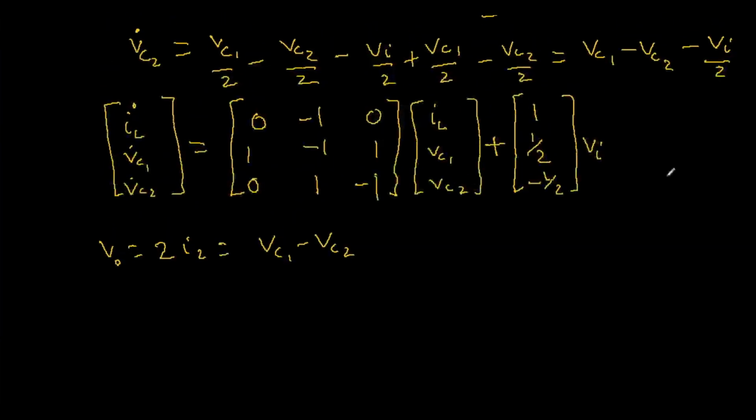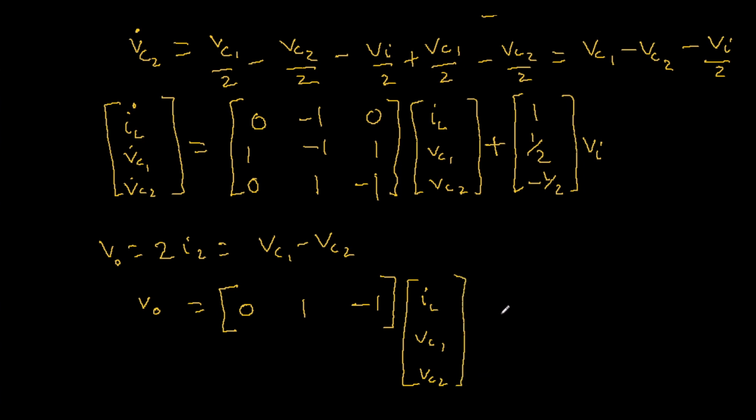So we have that expression, which I've probably done before writing these state equations over here. So that gives us our output equation. Now our output equation is simply V0 is equal to, open square brackets, no IL term, 1 VC1 term, and minus 1 VC2. And we will multiply this by our state variables, IL, VC1, VC2.